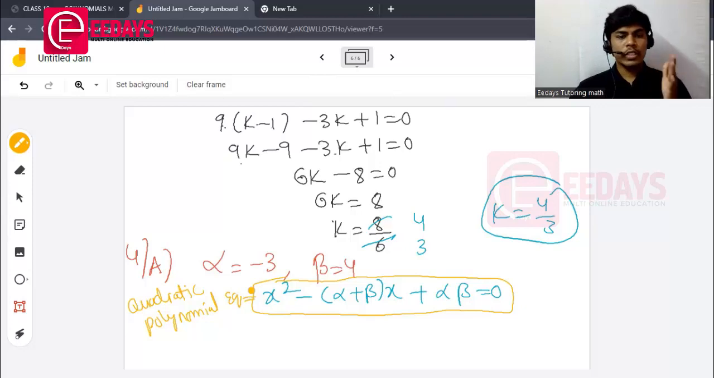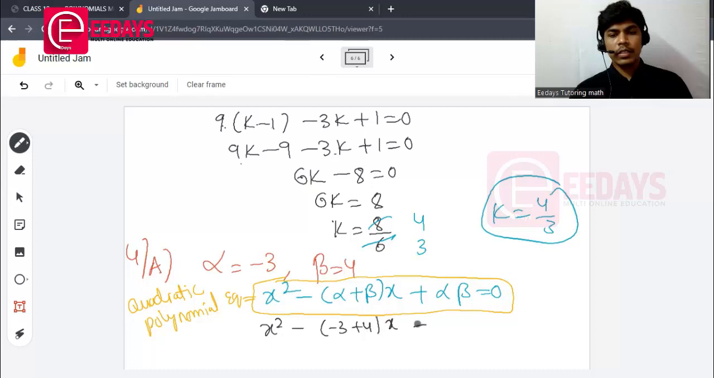So do one thing. You just substitute over there and tell me the answer. Let's see how many of you are able to substitute carefully. Substitute alpha and beta, I already gave -3 and 4, and tell me the correct answer. Let us substitute: x square, alpha is -3 and beta is 4, into x. Alpha beta, -3 into 4.